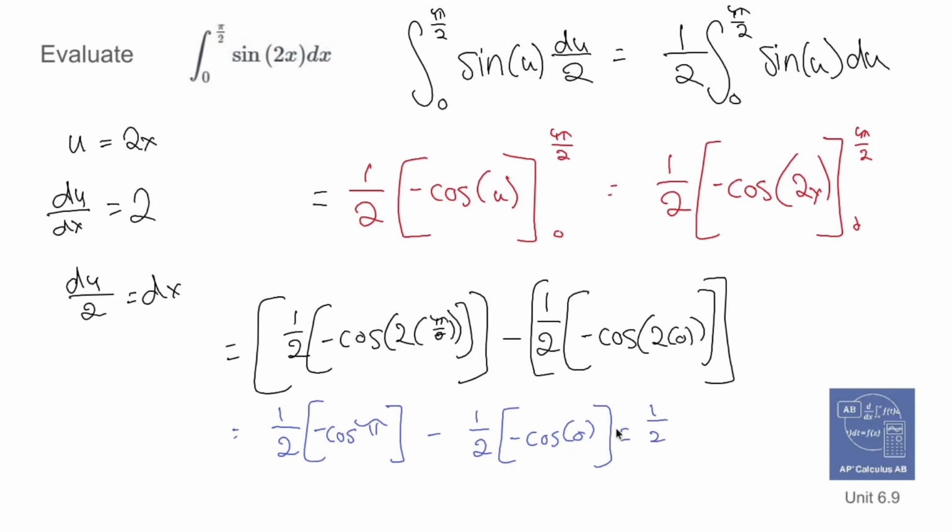Cosine of pi is -1. So negative cosine of pi is +1 minus 1/2. Negative cosine of 0, well, cosine of 0 is 1, so negative cosine of 0 is going to be -1. So we have 1/2, double negative plus 1/2, which last time I checked gives us a whole. And that's what we get. Tricky. Fun.